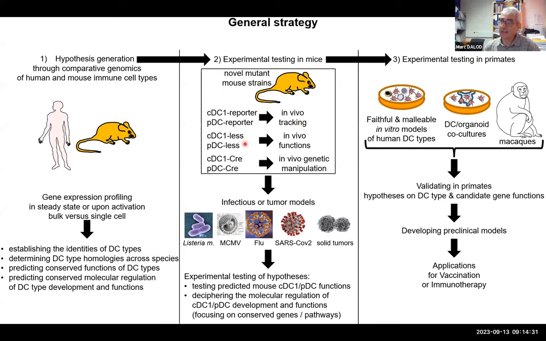We developed mice that are constitutively and specifically devoid of a given DC type, cDC1 or pDC, to look how the loss of this DC type impacts antiviral response or antitumor responses. And we generated Cre recombinase expressing mice, specifically in cDC1 or pDC, to manipulate the genes in vivo in these DC types to understand how they are molecularly regulated.